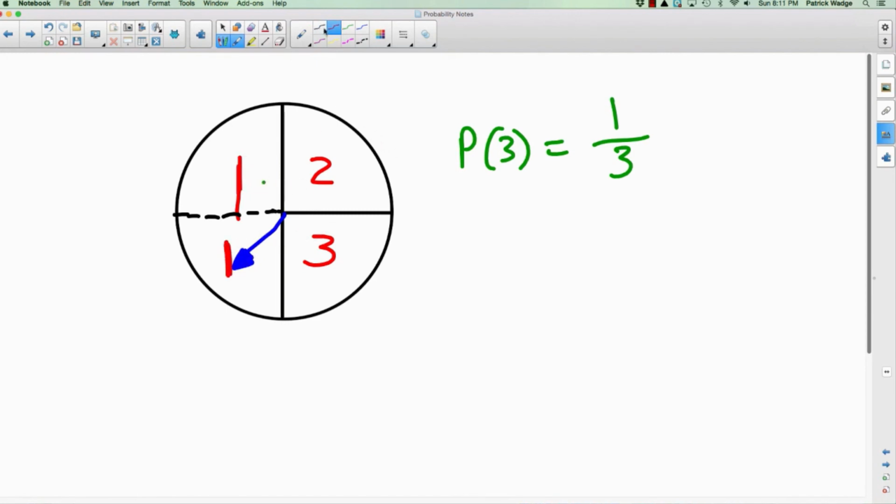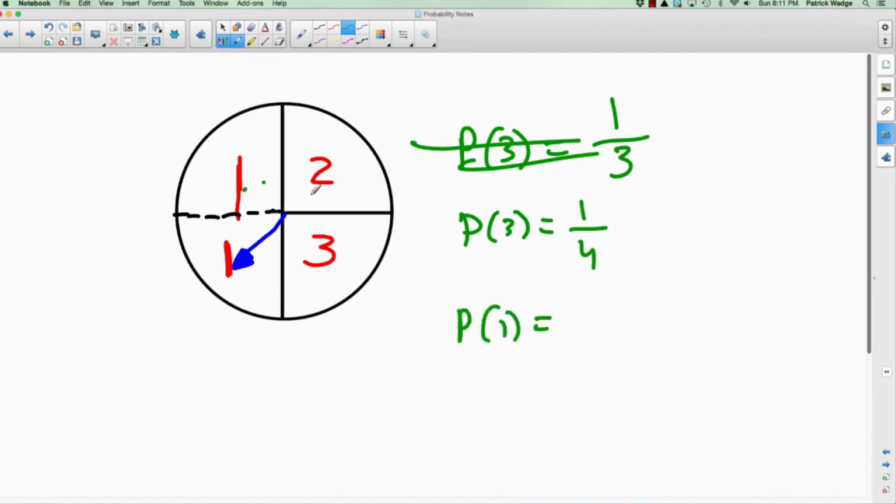So if I wanted to know what the probability is of getting our 3, how many total sections are there? 1, 2, 3, 4 possibilities. How many of them are favorable for the 3? Just 1. Now, what if I want to know the probability of getting a 1? There's still 4 sections. How many sections are favorable this time? This one's favorable and this one's also favorable. It'd be 2 over 4. So we'd have a 1/2 chance, or 1/2 probability of spinning a 1.